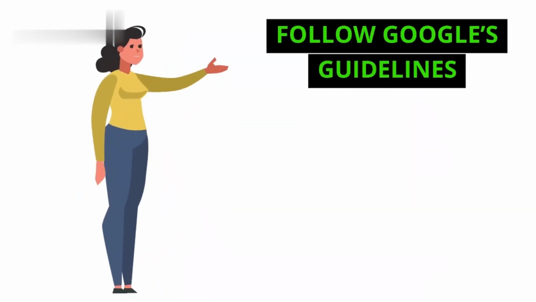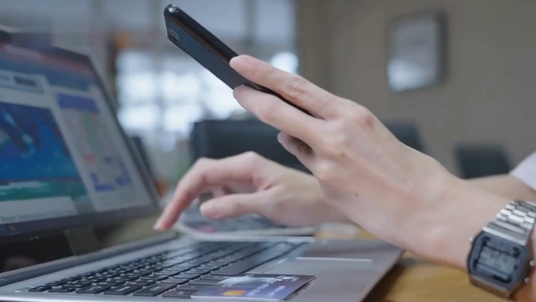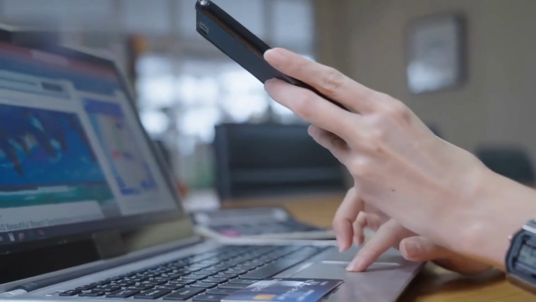Step 2. Follow Google's guidelines. Visit the Google News Publisher Help Center and familiarize yourself with their requirements. They're looking for transparency, credibility, and a user-friendly experience.